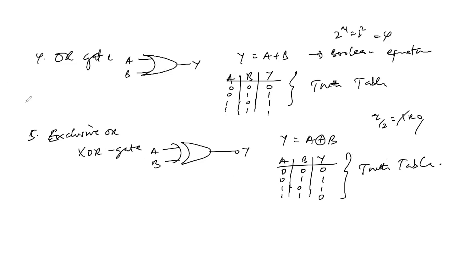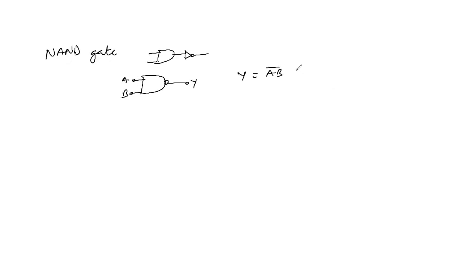Then we also have the NAND gate, which is the AND gate connected to an inverter, right? So conventionally, it is given with this circle here. So we have A and B as the input and the output. So this is the same as Y, then the same as AB bar. Okay, this is the Boolean operation.